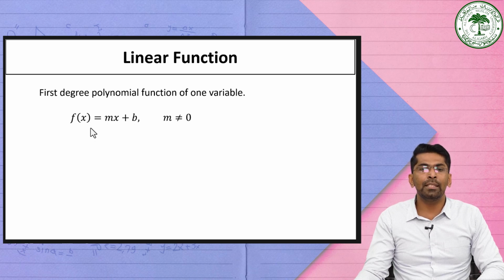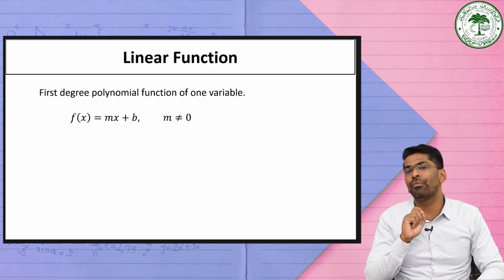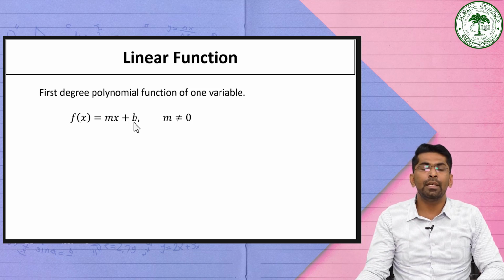Here f of x is the output, or the dependent variable, and x is the independent variable, or the input. In economics, m is the slope, a constant that determines the rate of change in the given function. And b is the y-intercept. Y-intercept means that when x is equal to 0, mx becomes 0, then f of x is equal to b, which is generally known as the y-intercept term.